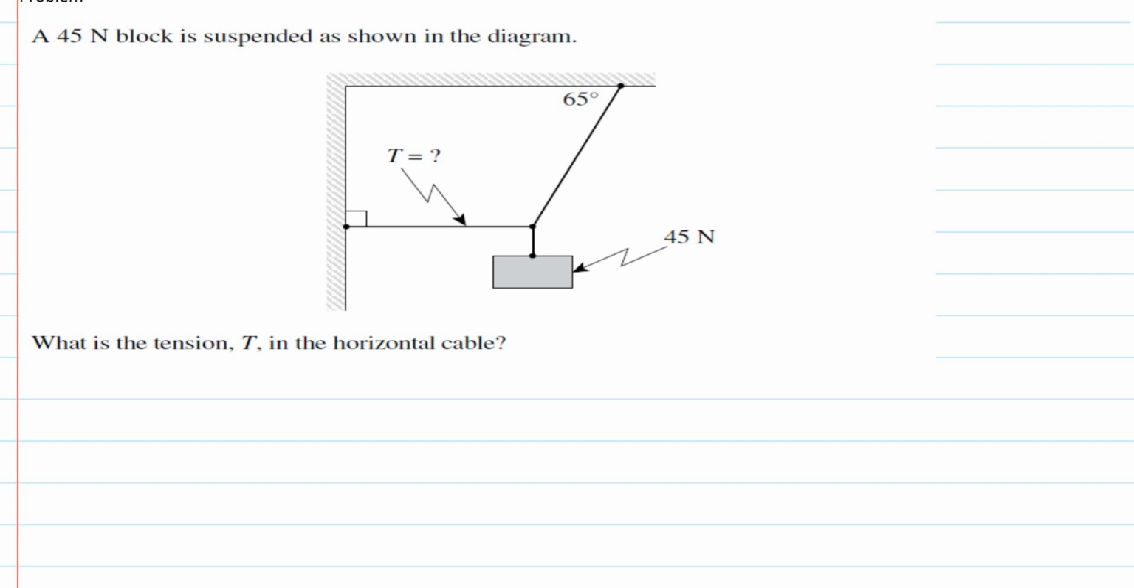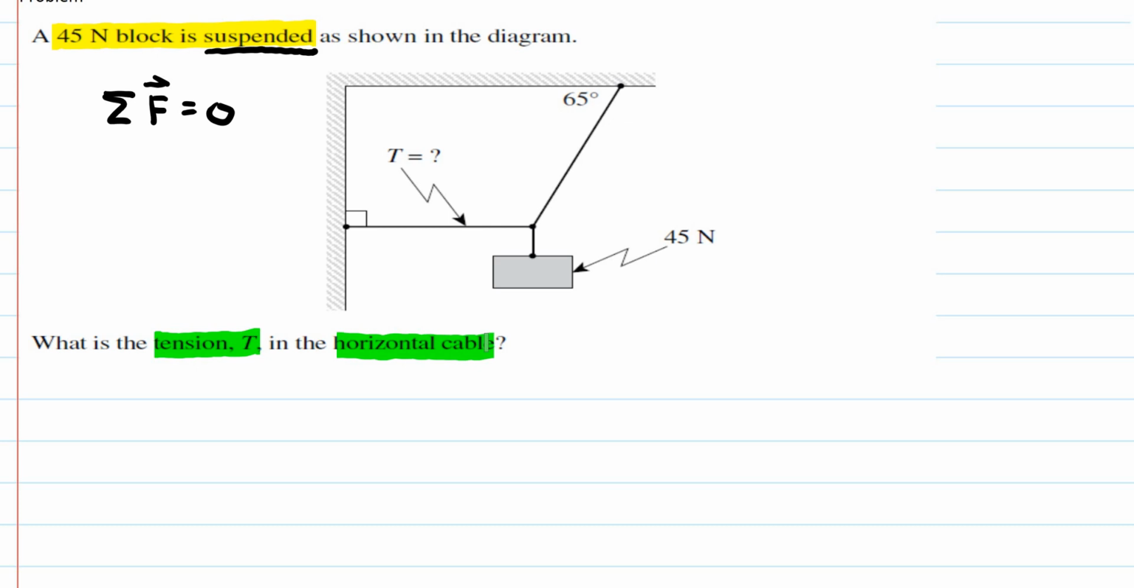Here is the last question for this video guide. In this problem, we have a 45 Newton block that's suspended. If the block is suspended, it literally means the block is not moving. So this is a nice little indicator that we're dealing with another translational equilibrium problem. Let's take a look at the rest of the diagram now. What we need to do is find the tension in the horizontal cable.